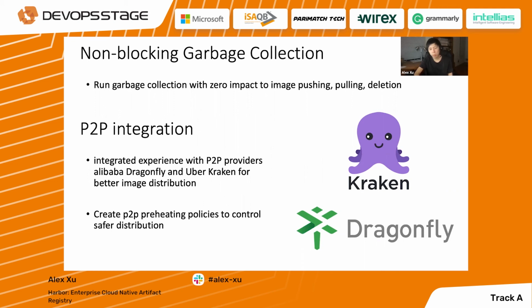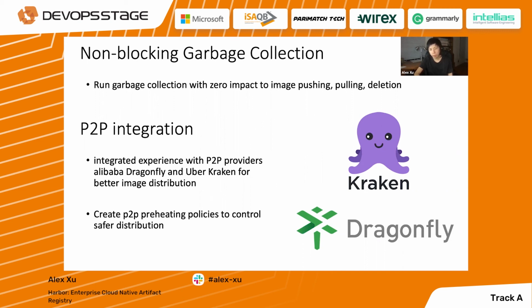We went the same route of opening up that ecosystem to different P2P vendors and allowing them to be paired against Harbor. What this means within Harbor is that there is an action called preheating. Preheating is basically migrating the images across to the P2P vendor side, where they're prepped for P2P distribution.